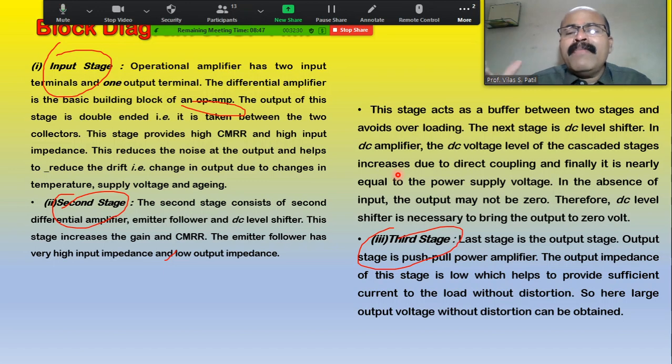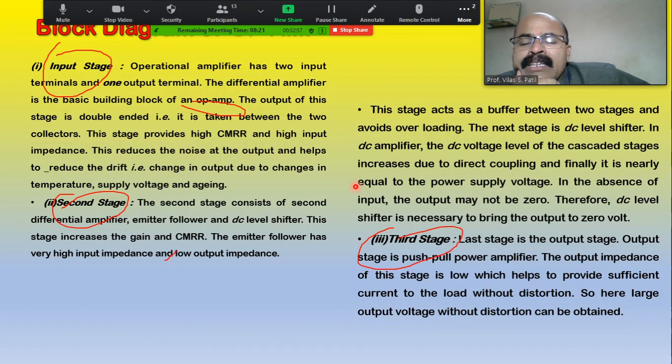बफर आहे, जर कमी असेल तर वाढवायला लागेल, जास्त असेल तर कमी करावं लागेल. टू अवॉइड द ओव्हरलोडिंग कमी करण्यासाठी आपण बफर यूज करतोय. The next stage is the DC level shifter, and in a DC amplifier the DC level shifter is a cascaded stage which increases due to the direct coupling, and finally it is equal to the power supply voltage.